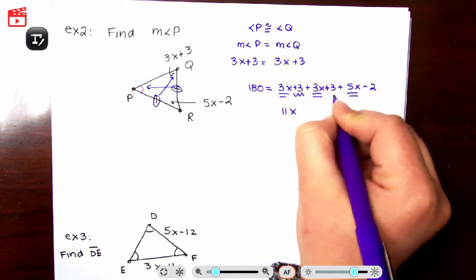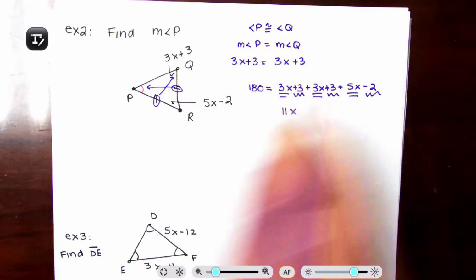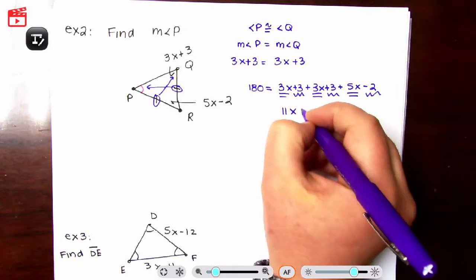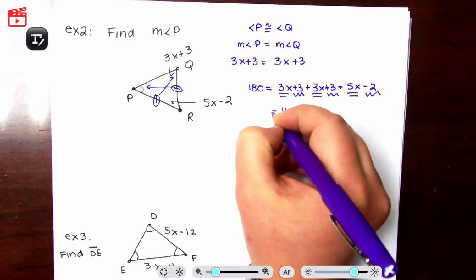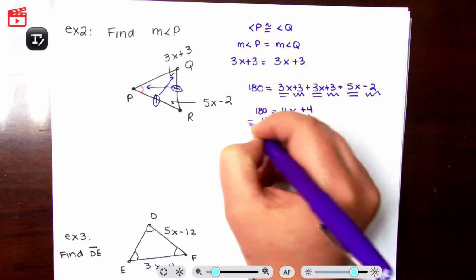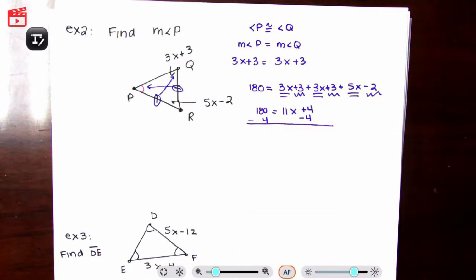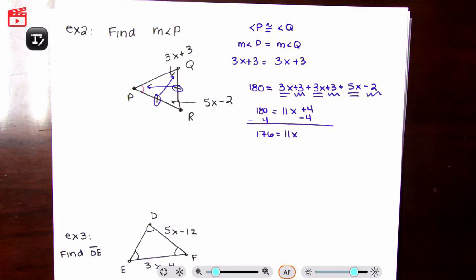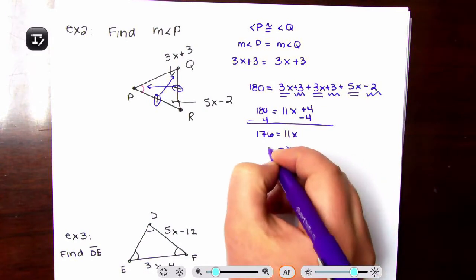I have 3 plus 3 minus 2, that gives us positive 4. I'm going to subtract 4 from both sides. 180 minus 4 is 176, equal to 11x. Dividing by 11, I get x is equal to 16.